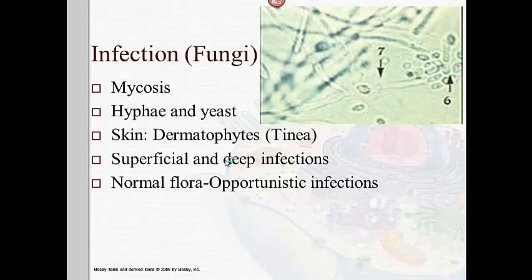Mycosis could be superficial, such as tinea versicolor that you would see in skin disorders in your independent study. Could be cutaneous, such as dermatophytes that you're all aware of, tinea, which is ringworms. There's also systemic type of mycosis, which could be systemic candidiasis or cryptococci or aspergillus.